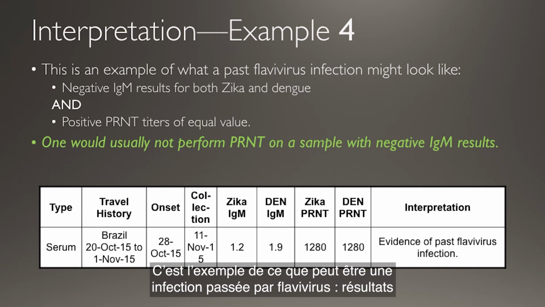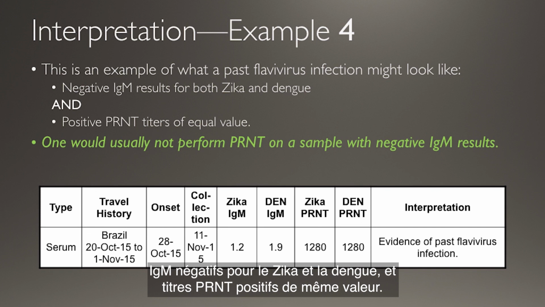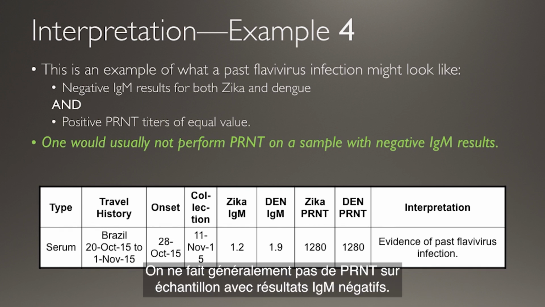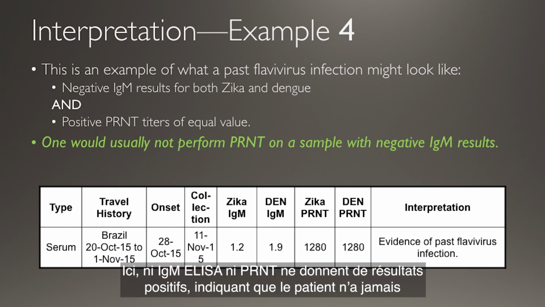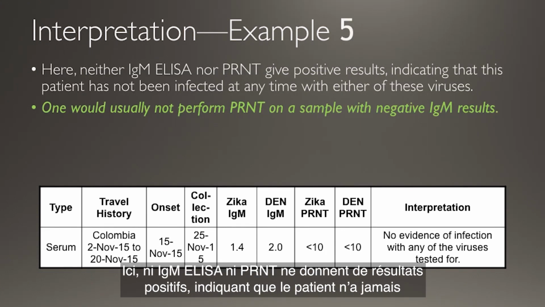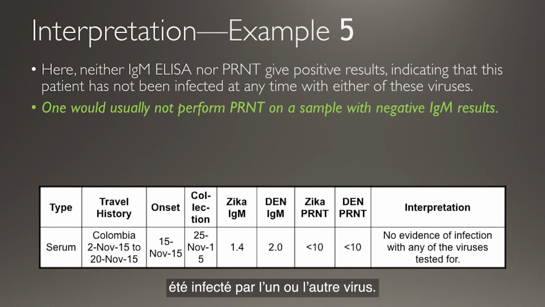This is an example of what a past Flavivirus infection might look like. Negative IgM results for both Zika and dengue, and positive PRNT titers of equal value. One would usually not perform PRNT on a sample with negative IgM results. Here, neither IgM ELISA nor PRNT give positive results, indicating that this patient has not been infected at any time with either of these viruses.